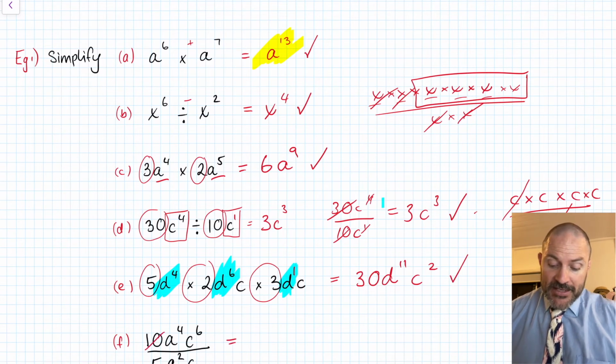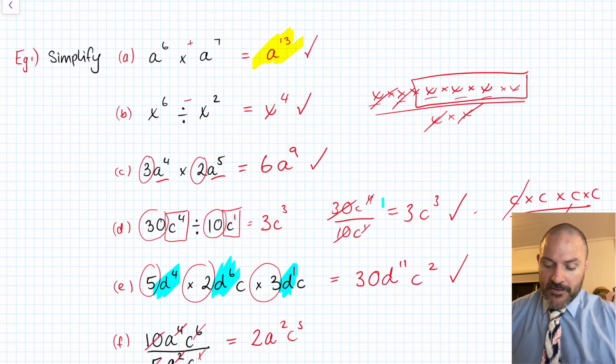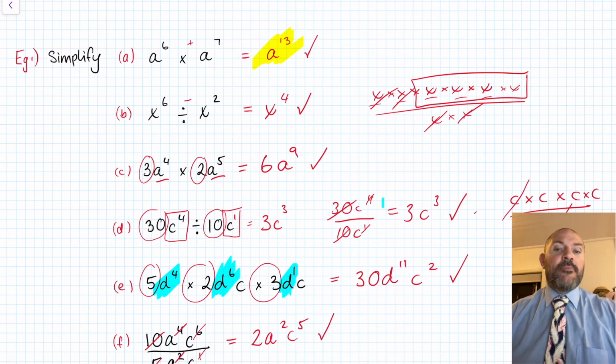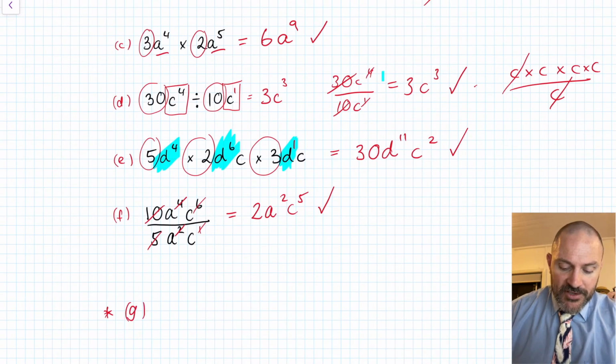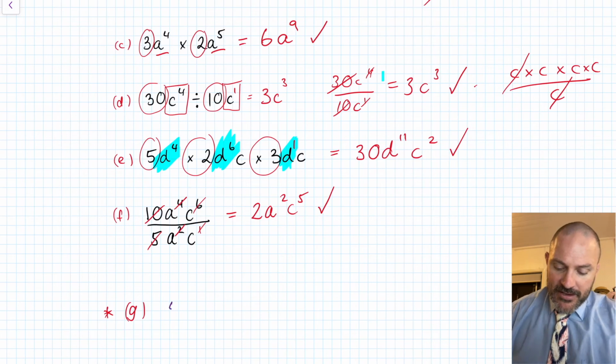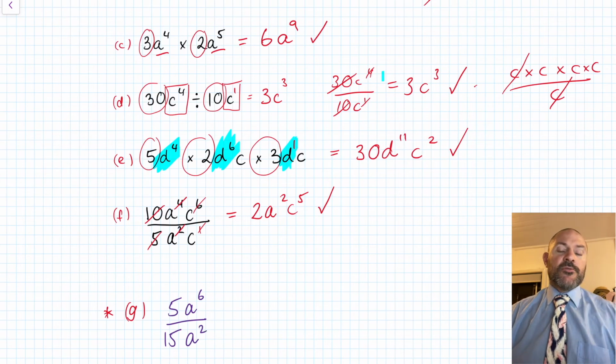And the last one, 10 divided by 5 makes 2. 4 take away 2 is 2. And 6 take away 1 is 5. And now that becomes my answer. And I just want to throw in just one little one. I'm going to put 5a to the 6 divided by 15a to the power of 2.